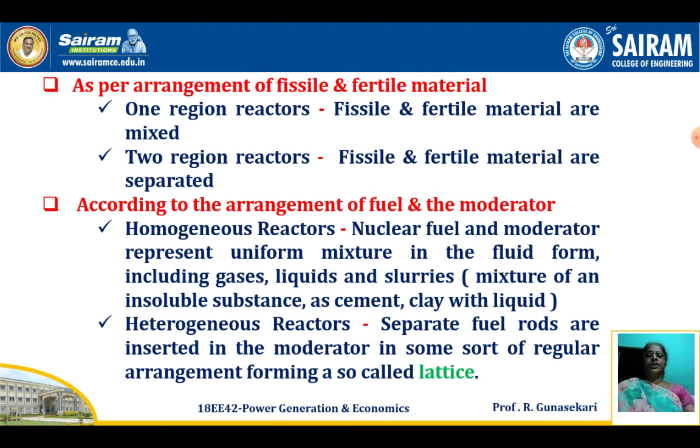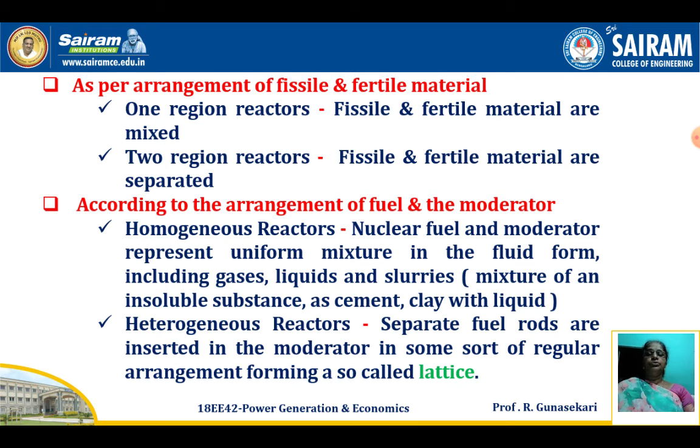The next classification is as per arrangement of fissile and fertile material. The first type is one region reactors, the second one is two region reactors. What is meant by one region reactors? Fissile and fertile materials are mixed. Fissile materials means uranium 235. Fertile materials means plutonium 239 and uranium 233. These materials are mixed in one region, that is called a one region nuclear reactor.